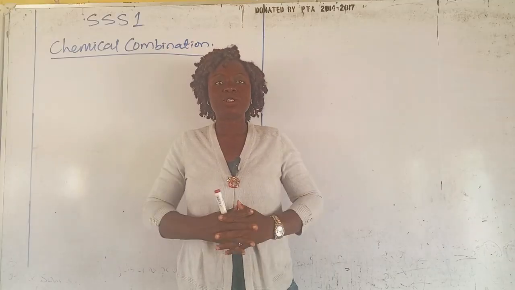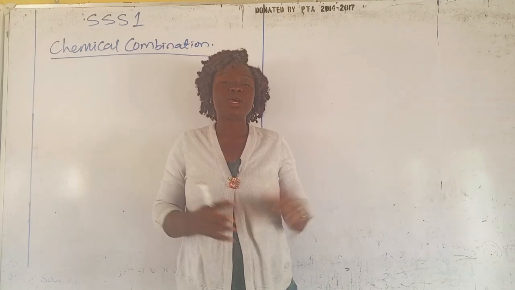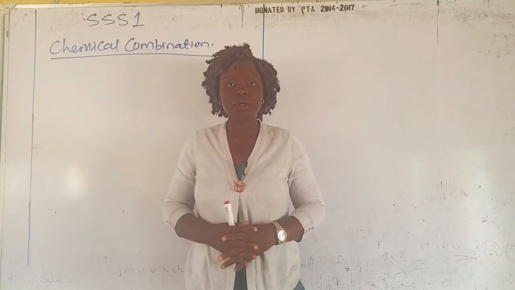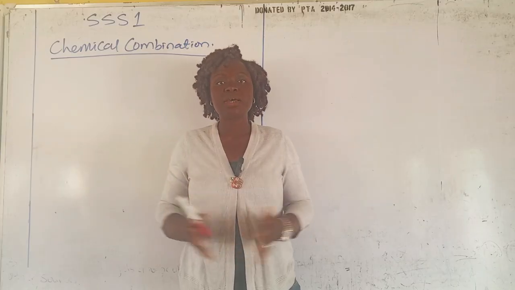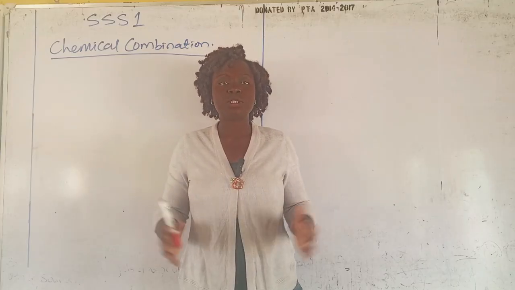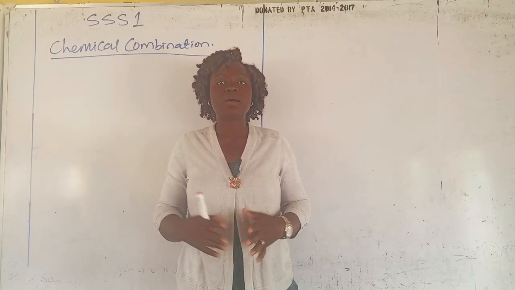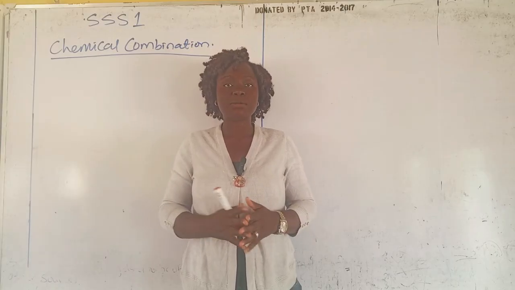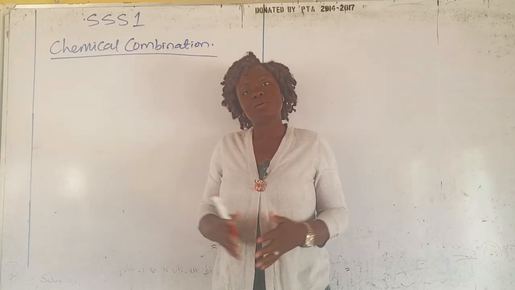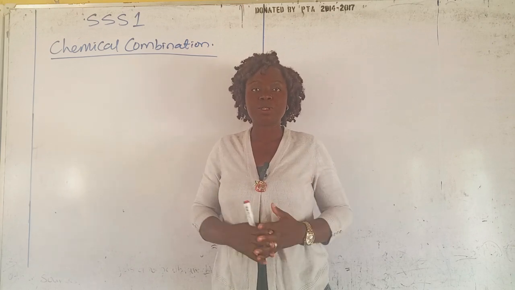The last time we talked about the laws of chemical combination, and we were able to verify about 2 of them. So right now we'll be talking about chemical combination. Now, chemical combination has to do with the ways in which compounds are formed, the kind of bond that exists between these compounds. So basically, we have about 4 types of chemical combination.